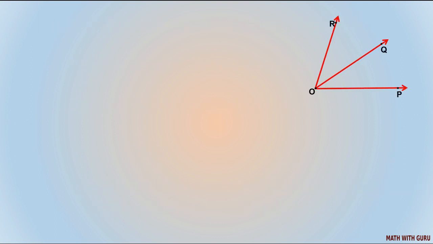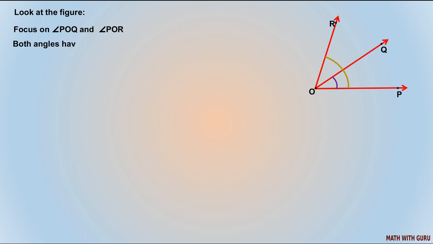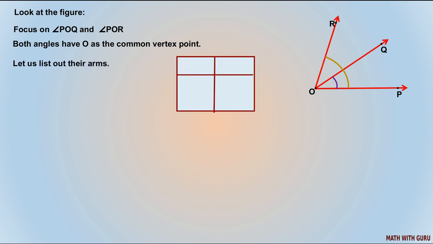Look at the figure once again. Focus on angle POQ and angle POR. I am highlighting those angles. Here also both angles have O as the common vertex. Let us list out their arms. For angle POQ, OP is the first arm, OQ is the second arm.